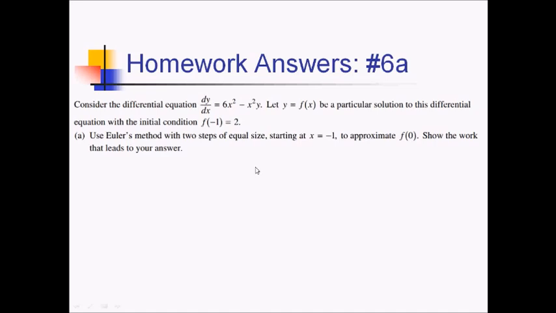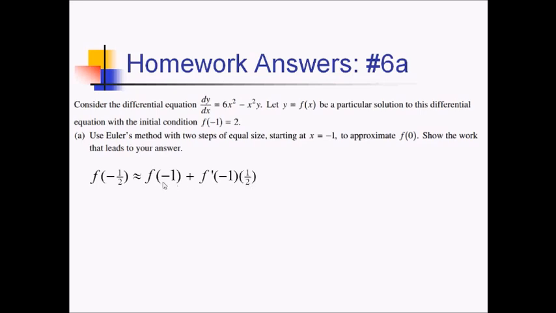So just our strategy here, to do this in two steps, we're going to have to go with step sizes of 1/2. So we're going to start by figuring out approximately f of -1/2. And then once we've got that approximation, we'll use that to figure out f of 0. So f of -1/2 then, that's going to be f of -1, that's our starting point, plus the derivative at -1, so f prime of -1, times our step size of 1/2.